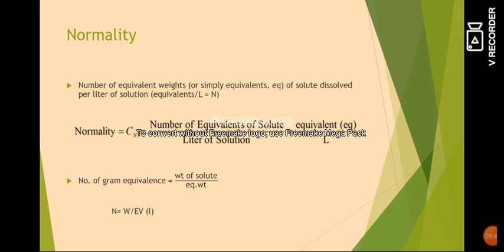So the formula is capital N equal to W divided by E times V in liters. W is the weight of the solute in grams, E is the equivalent weight, and V represents the volume of solution in liters. And the unit of normality N is gram equivalent per liter.